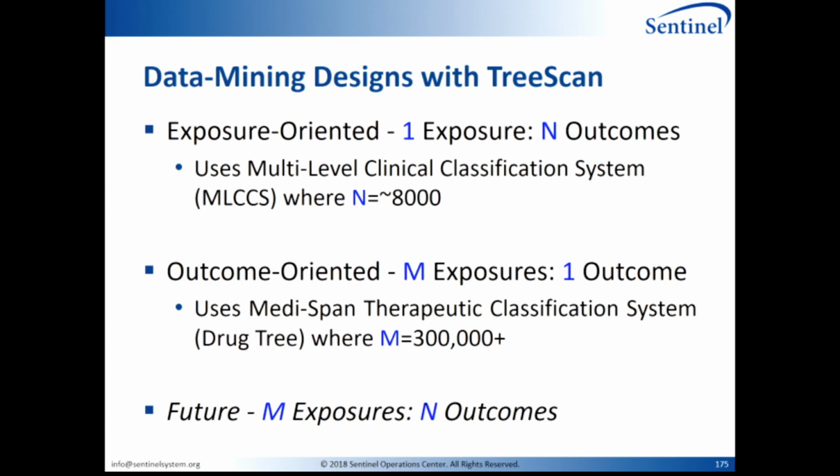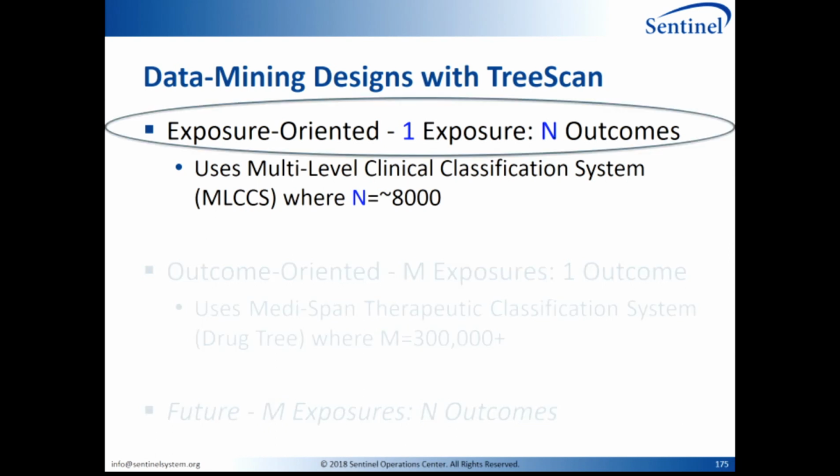There are several different types of designs that we use with TreeScan. The one I'm going to talk about today sets one exposure and then looks at many outcomes. The way that we do this is using something called the multi-level clinical classification system, which was put forward by the Agency for Healthcare Research and Quality. What that does is it groups like things by body system, where there are many, many outcomes to look at. And I'll show you an example of this tree.